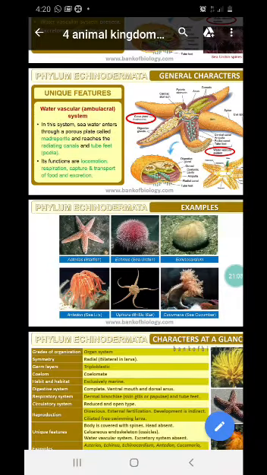Okay, and these are some of the examples of echinoderms, which are the starfishes, sea cucumbers, the brittle star, echinus. All these are the examples of echinodermata, and these are the general characters at a glance.